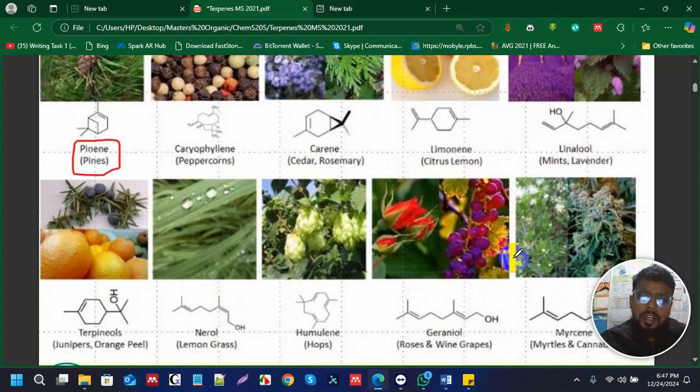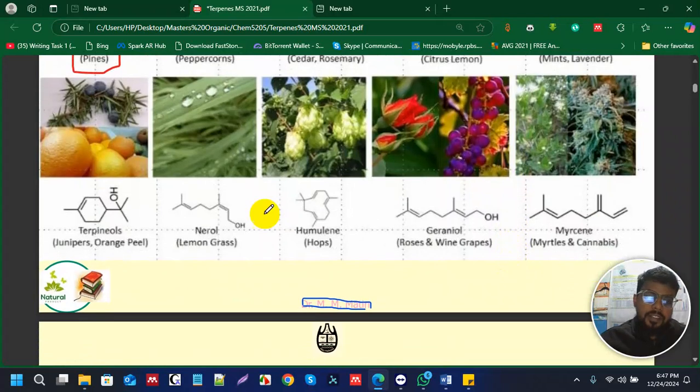If we go to the next portion of terpenes, that is called terpenols. Terpenols contain unsaturation, and at the same time they contain a hydroxyl group, a tertiary hydroxyl group, as we are seeing in the structure. These terpenols can be extracted from junipers or orange peel. And the next one is called nerol, a terpene that can be extracted from lemongrass.